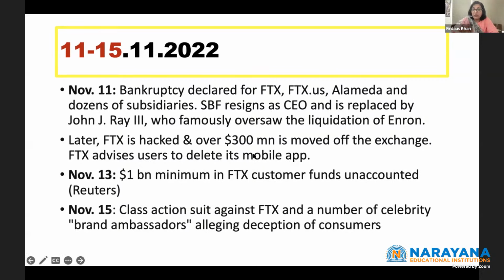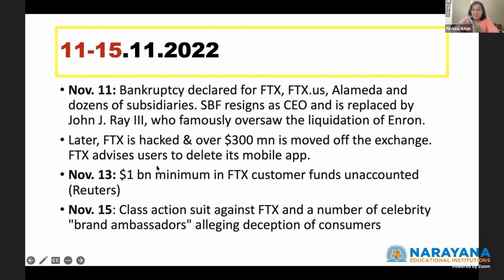Then later on, this is the shocking thing about an internet business. Not only were they in trouble, later the same day on 11th, hackers hacked FTX and moved off $300 million out of the accounts. And then SBF, through his tweets particularly, advised users to delete their mobile app. And he also complained that some employee had misused it or some app was hacked or some of the employees were hacked. But that's a different story.